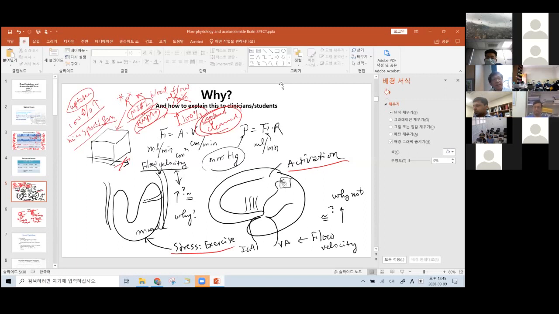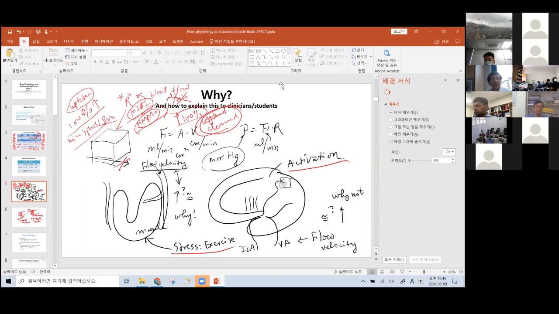And flow velocity is usually measured by the cath lab or using echocardiography. They don't care about area. However, we know that the area is increased, not just the conductance vessel area or conductance vessel diameter. What is increased, as I just told you... Okay, let's move on.